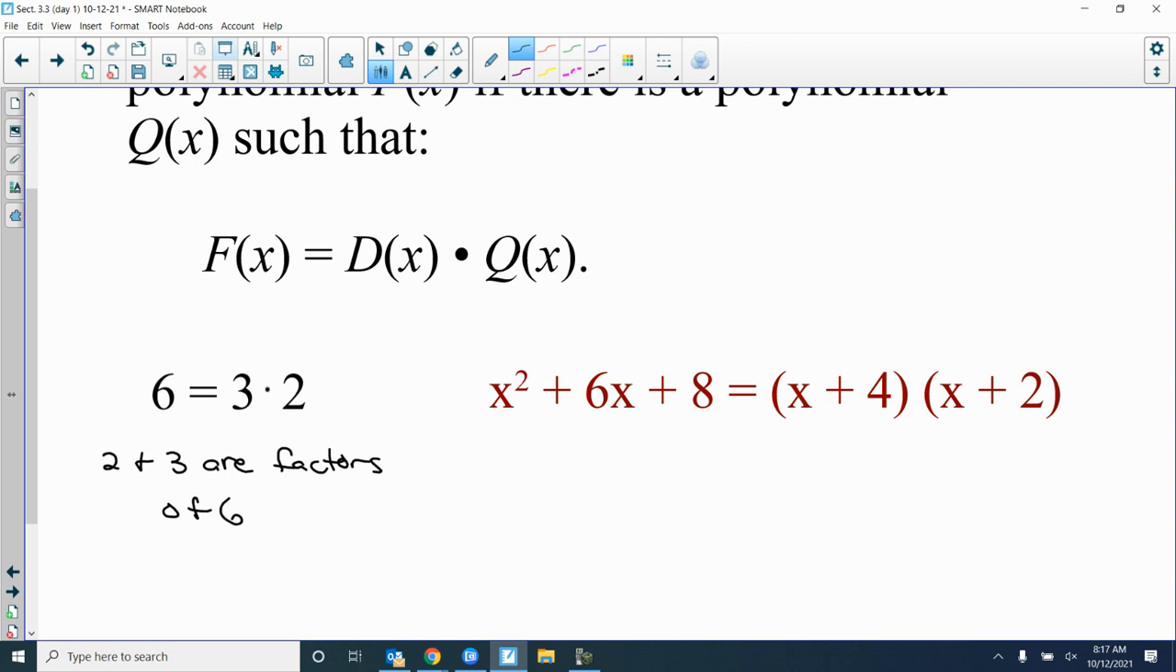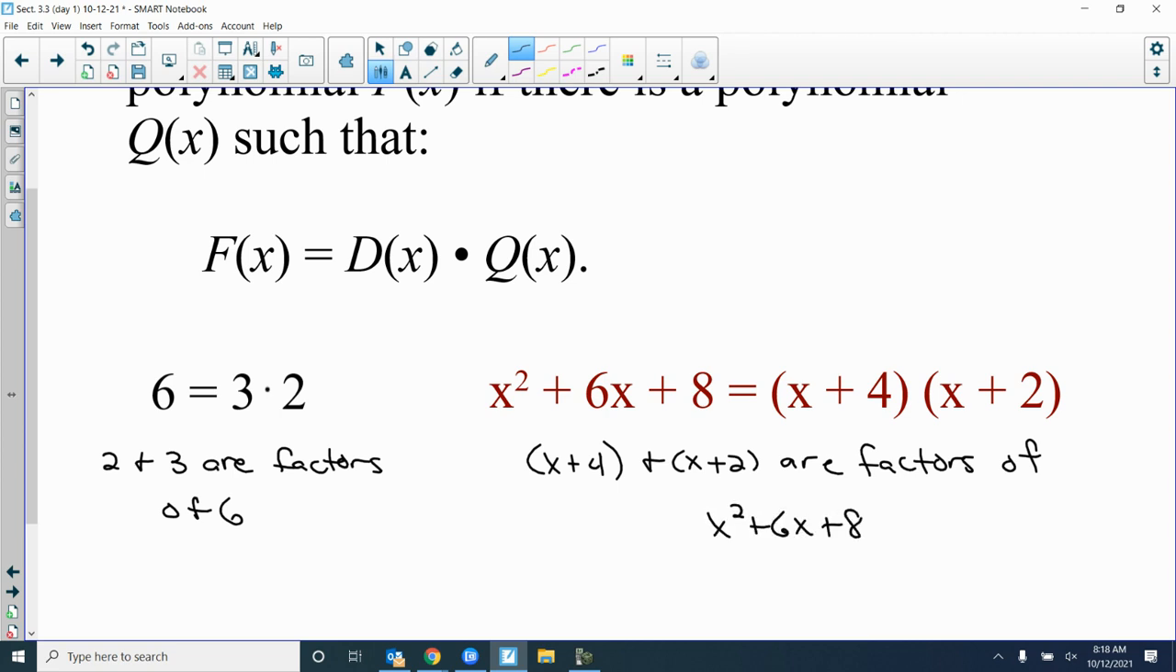What can you tell me about x plus 4 and x plus 2? They are what? They are factors of the third polynomial. Okay? So this is the case. So x plus 4 and x plus 2 are factors of x squared plus 6x plus 8. Okay.